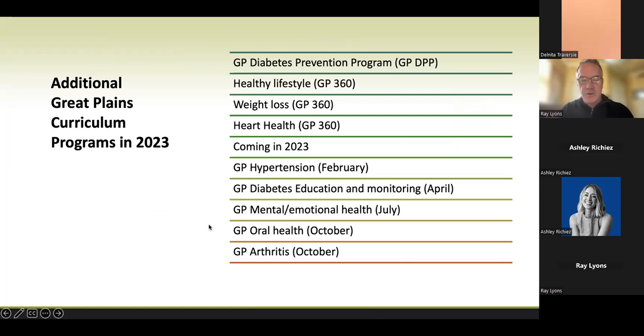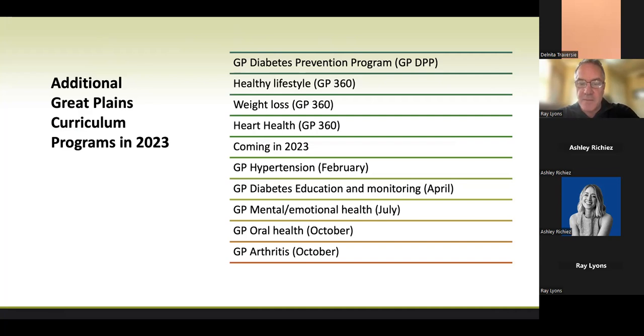Want to show you the additional programs that are coming out this year. As you can see at the top, we've got the Great Plains Diabetes Prevention Program that we just covered. And then we've got the 360 modules, the healthy lifestyle, the weight loss, the heart health. These right now are making up 12-month programs. But we are releasing in the coming months a hypertension program, and we're going to be working with the Great Plains Tribal Leader Health Board to adapt the content to the Great Plains communities.